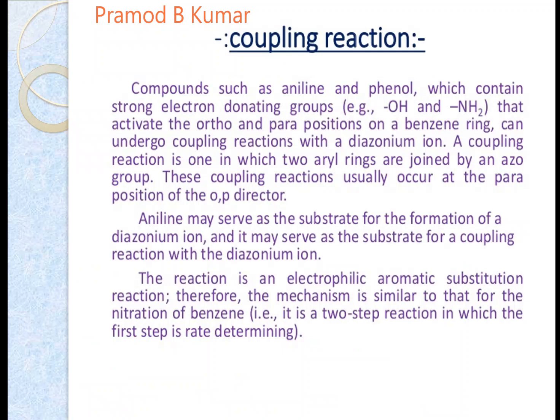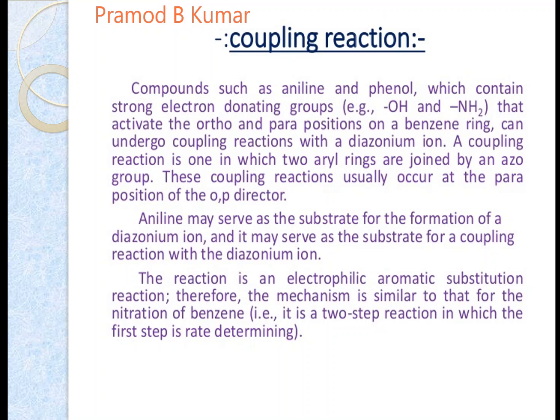So that was the mechanism. Now let's go for the coupling reaction. What happens? Now this diazonium salt is formed. Compounds such as anilines and phenols, which contain strong electron donating groups, OH and NH2, activate the ortho and para positions on the benzene, so they can undergo a coupling reaction with the diazonium salt.